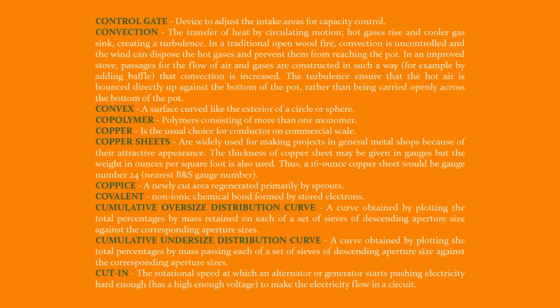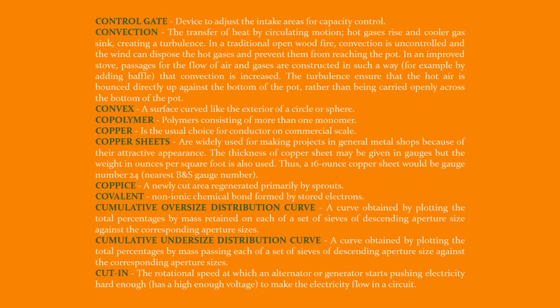Convex, a surface curved like the exterior of a circle or sphere. Copolymer, polymers consisting of more than one monomer. Copper is the usual choice for conductor on commercial scale. Copper sheets are widely used for making projects in general metal shops because of their attractive appearance. The thickness of copper sheet may be given in gauges, but the weight in ounces per square foot is also used. Thus, a 16-ounce copper sheet would be gauge number 24, nearest B and S gauge number.